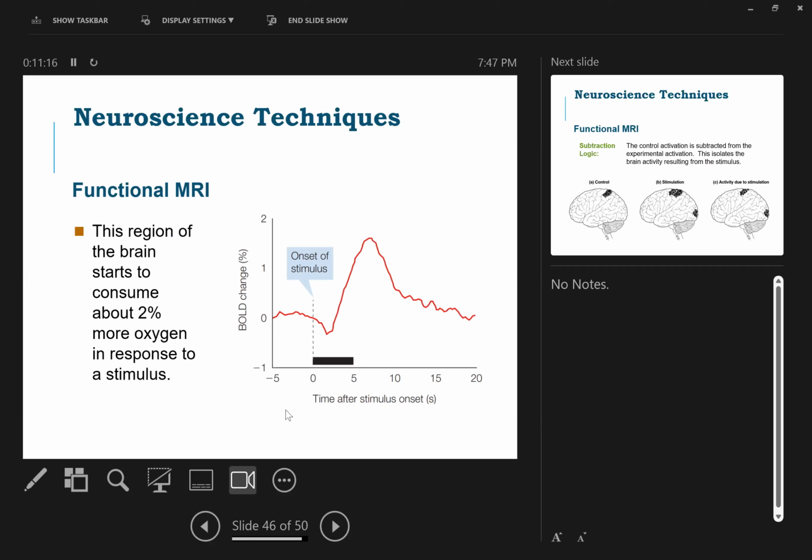If there is increased activity in a certain brain area, it will increase the blood flow to that area maybe 3-4 seconds later. So it's a slow response. You're not measuring activity at that moment, and you're not really measuring activity. You're measuring blood flow. So if a region of brain starts to consume maybe 2% more oxygen in that brain area.